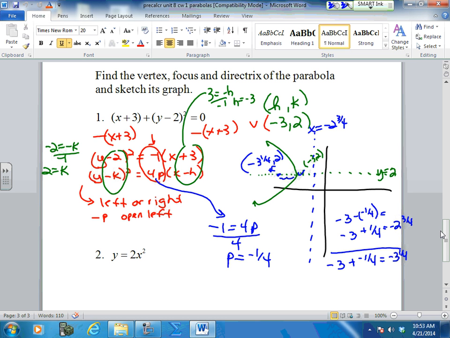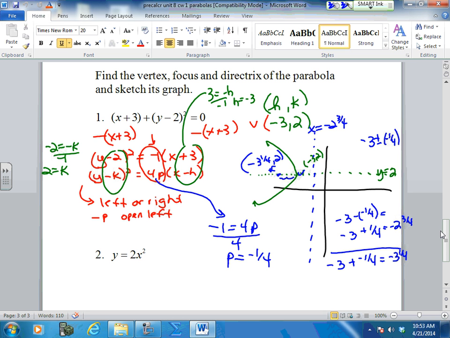Why did I do what I did? We said, here's my vertex. The distance between here and here is the distance of p. And this is also an equal distance to p over here. So if my p is negative 1/4, and I add and subtract negative 1/4 to negative 3, when I subtract it, I'm technically adding because it's the opposite. So I moved back this way. When I added it, I added another negative and got me to the focus point.